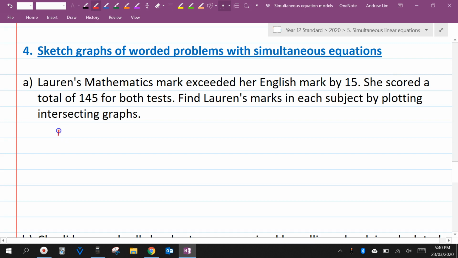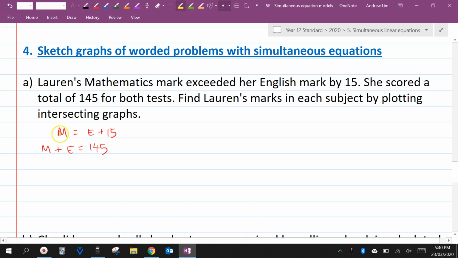So her maths mark is equal to whatever she got for English plus 15. She scored a total of 145 for both tests. So that means whatever she got for maths plus whatever she got for English is equal to 145. And so here we've got simultaneous equations. We've learnt from last lesson how to do this algebraically.